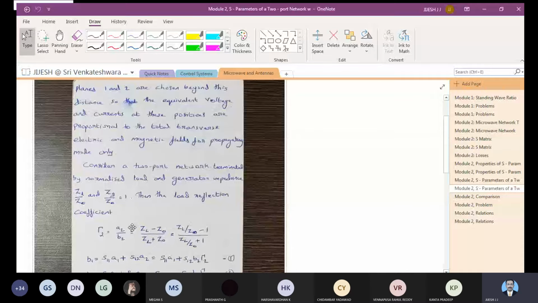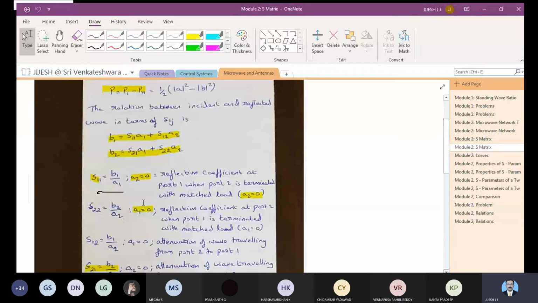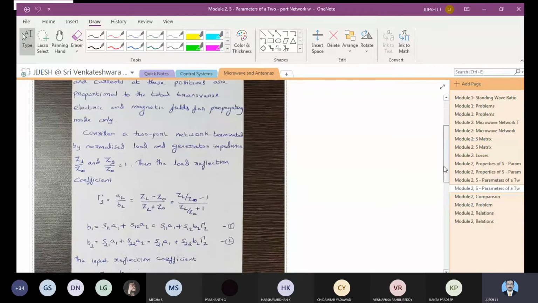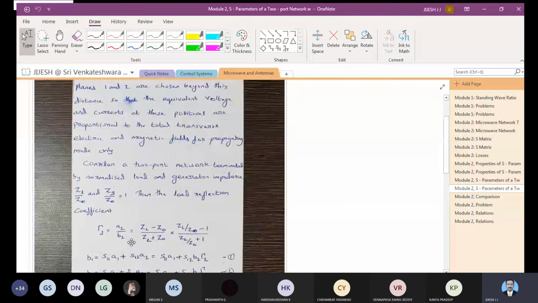If I go back to the previous class, you have studied reflection coefficients, attenuation coefficients, B1 by A1, B2 by A2, and all those things. But this is all for the matched network. When you go with the mismatched network, it will not be the same. So for the mismatched network, gamma 2 will be written as A2 divided by B2, or we have also studied that in terms of ZL and Z0, gamma can be written as ZL minus Z0 divided by ZL plus Z0. Dividing by Z0 in the numerator and denominator, I get ZL by Z0 minus 1 over ZL by Z0 plus 1.